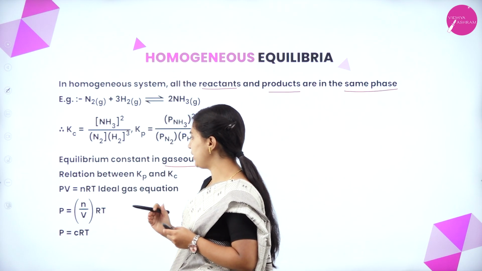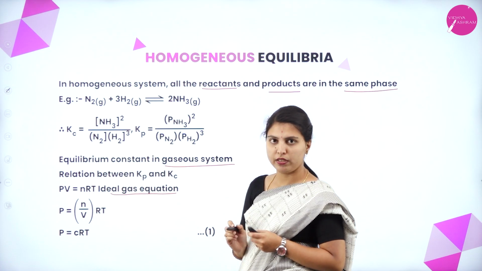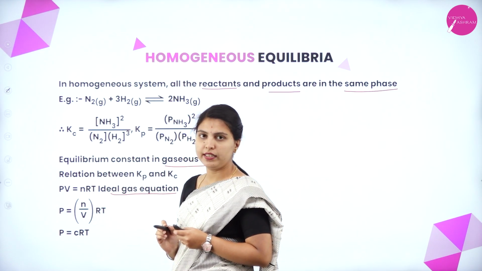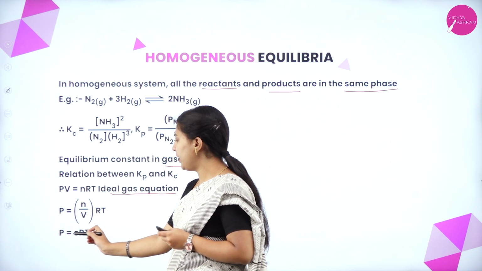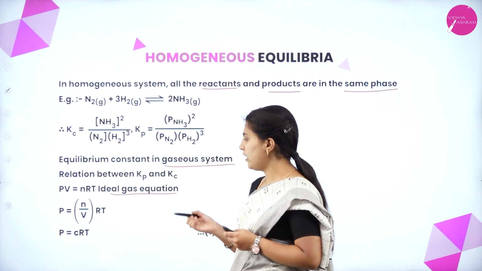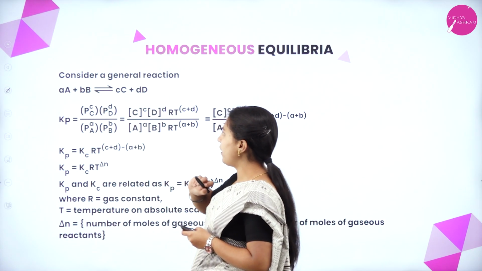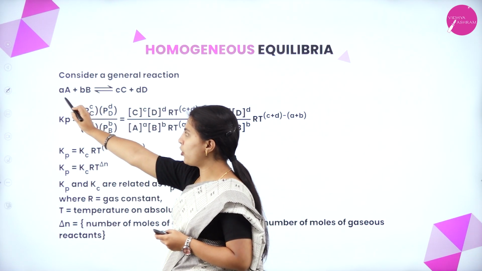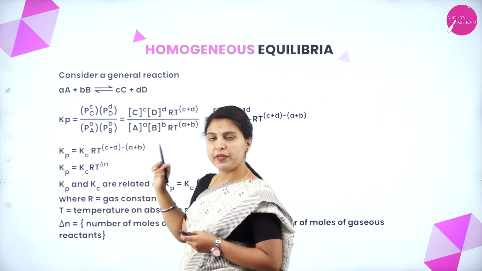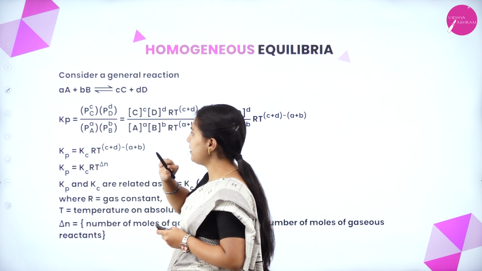What is the relation between them? PV equals nRT, which is the ideal gas equation. So P equals n by V into RT. Here n by V is represented by C, so P equals C into RT. Now consider a general reaction. The small letters are the moles of reactants and products: aA plus bB gives rise to cC plus dD.